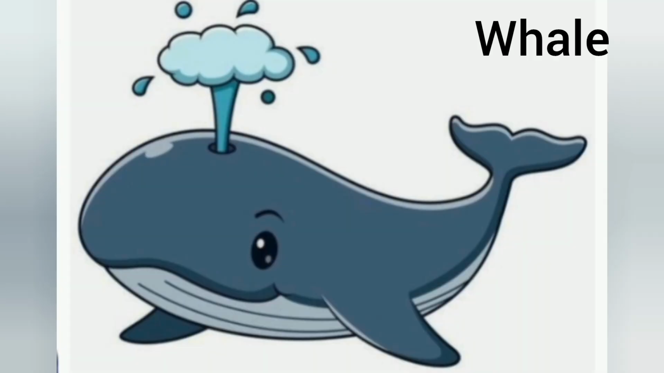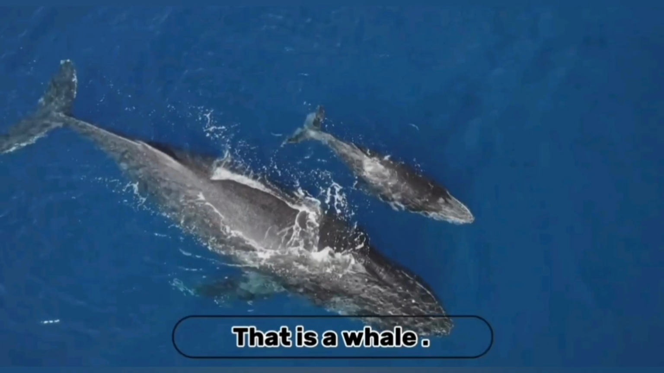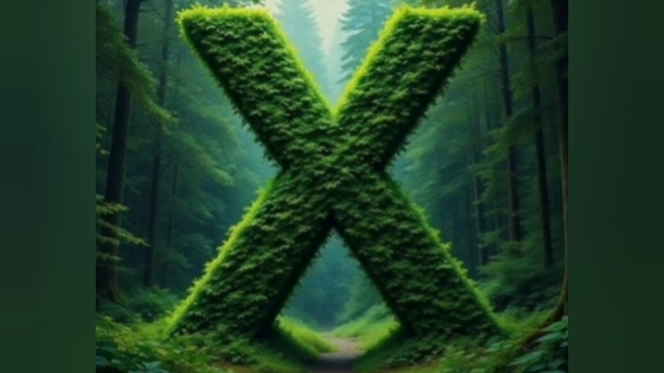W. W is for whale. W-H-A-L-E. Whale. That is a whale. Whale means whale मछली. That is a whale. The next letter is X.